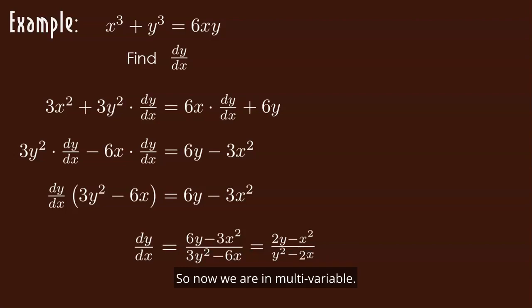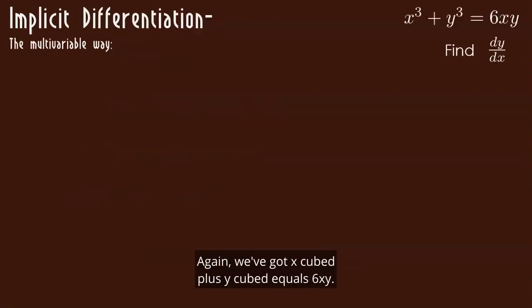So now we're in multivariable. There's another way we can do it. Check this out. Again, we've got x cubed plus y cubed equals 6xy. We're going to find dy/dx.